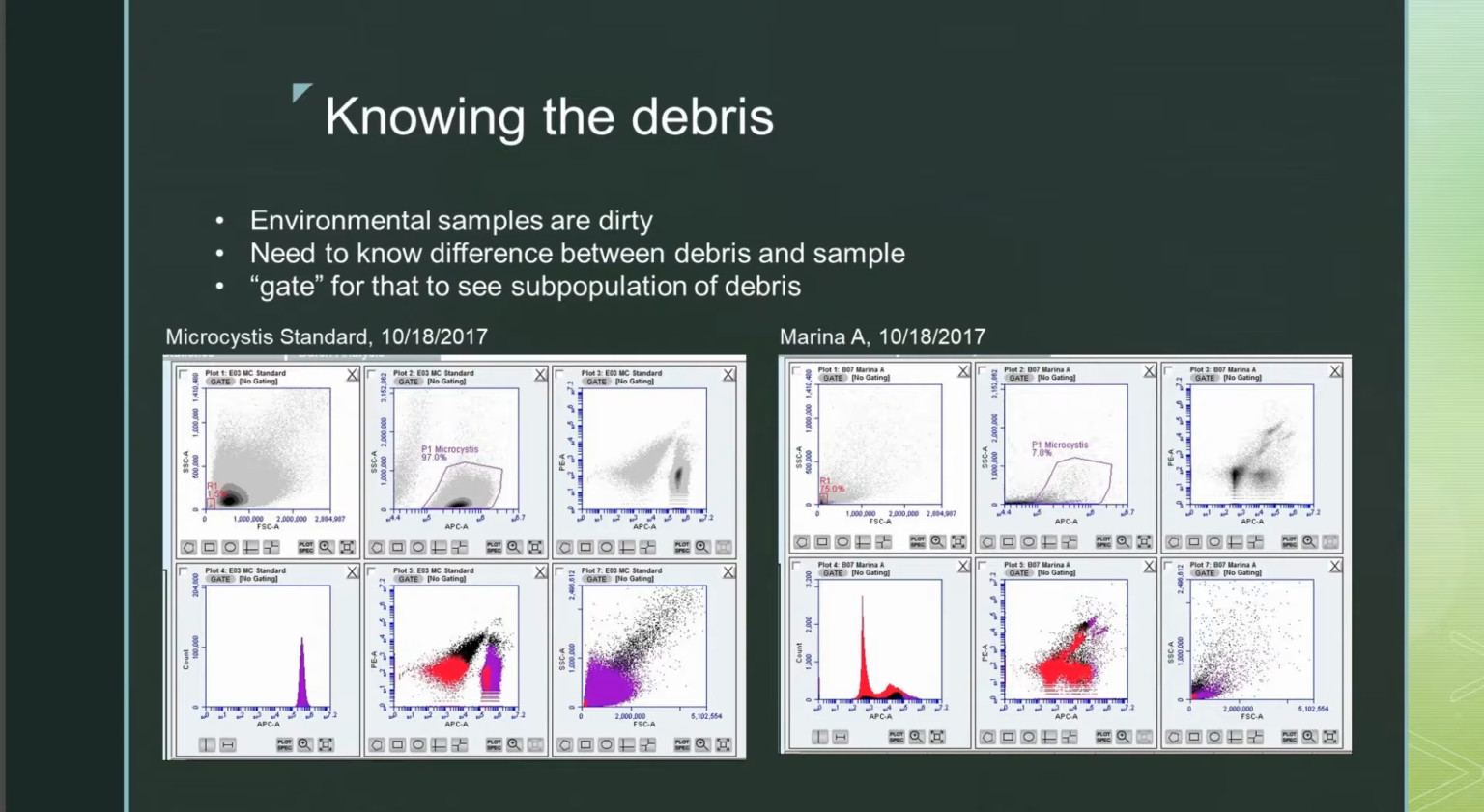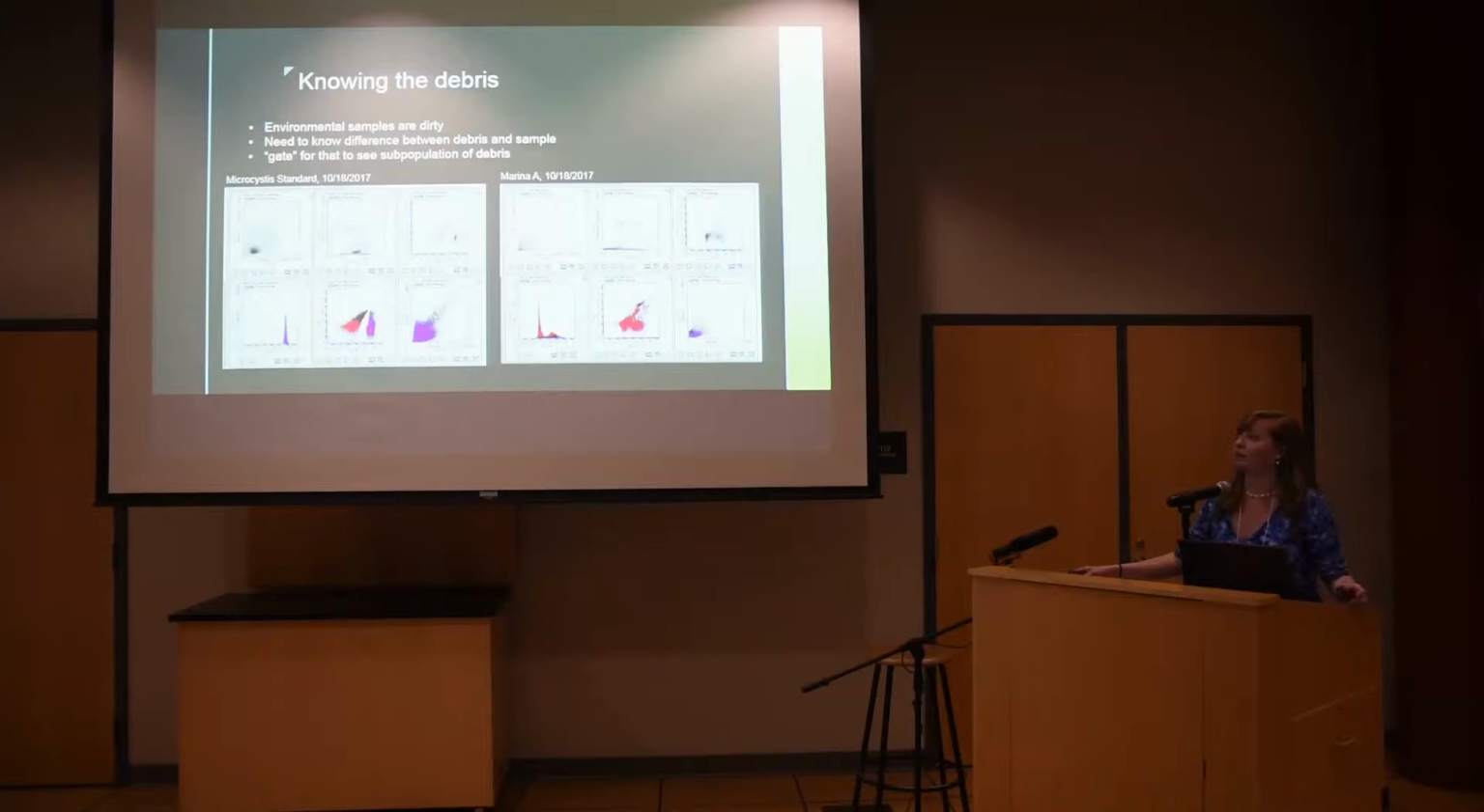I think it says 97.9% microcystis. So this would make up the rest of that chunk of the debris and what's not in my standard. So it could be dead cells, it could be different chemicals in the water that are being read by the machine, but we have to know what that debris is and where to look for it so that we can remove it from our analysis when we're looking at our dirty environmental samples.